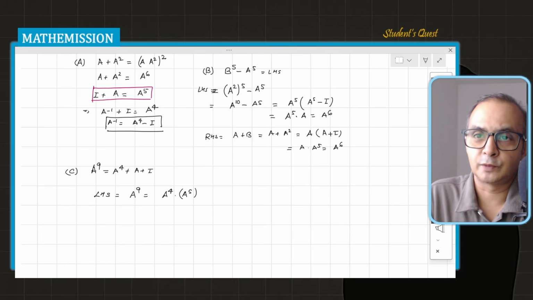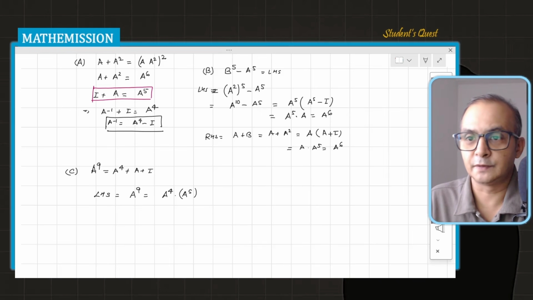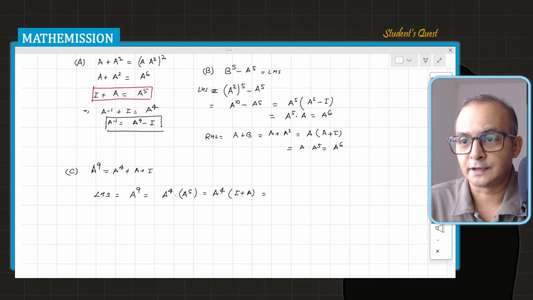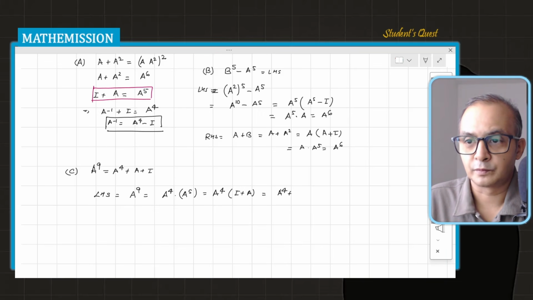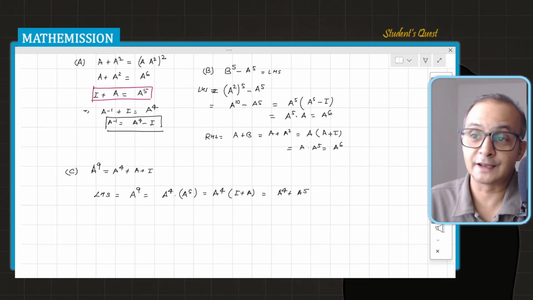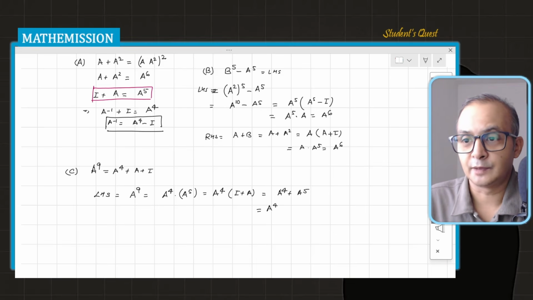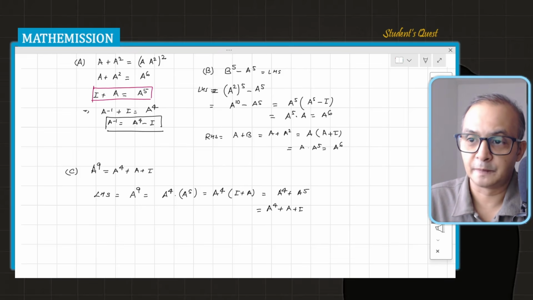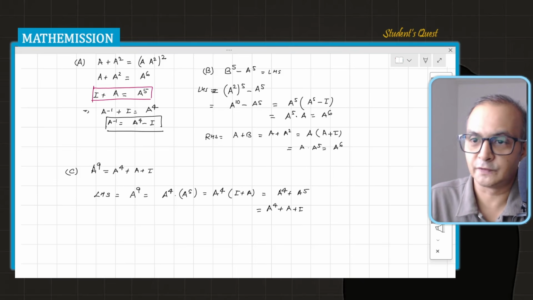And already a to the power 5 we have in terms of I plus a in the reduced form. So I can write a to the power 4 times I plus a. So I can write again as a to the power 4 plus a to the power 5. But notice again a to the power 5 I can write as I plus a. So that will give you a to the power 4 times a plus I. I hope you understood. From there it is not so difficult.